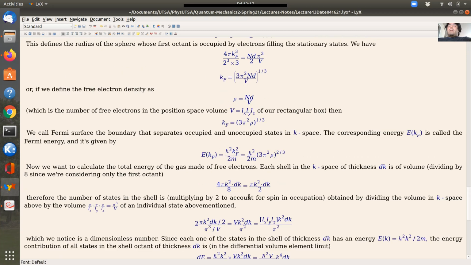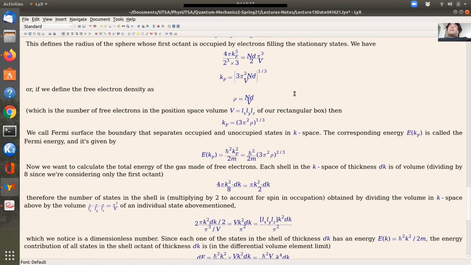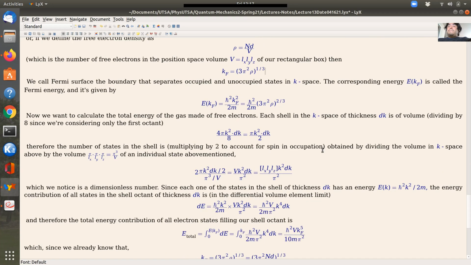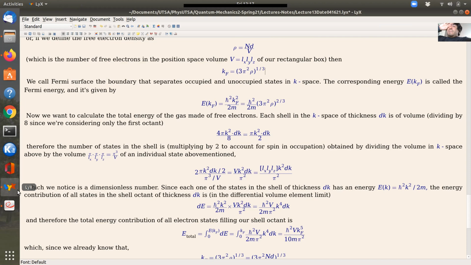So now we want to calculate the total energy of the gas made of free electrons, and we'll do it by integration. What we basically have to do is to account for the energies going from 0 to kF, counting the number of states and the available energy. Well, let's do it by analyzing the shells, as the ones that I have here. Each shell in the k space is of thickness dk in our volumetric analysis.